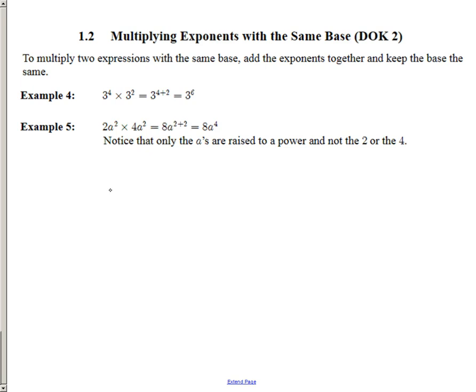Another one real quick would be like x to the 10th times x to the 20th. Well, same base, they're multiplying each other, so it'd be x, add the exponents together, to the 30th, x to the 30th power. Okay, so now let's take a look at example 5.